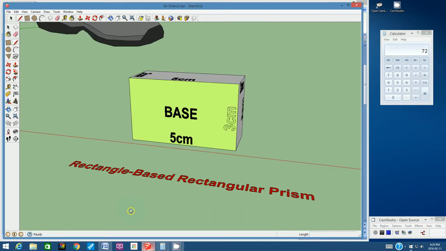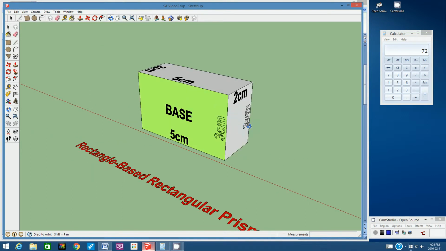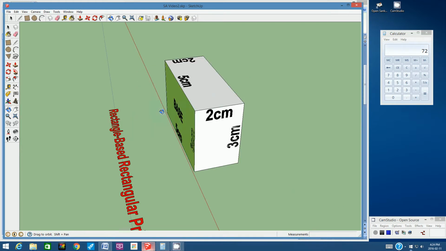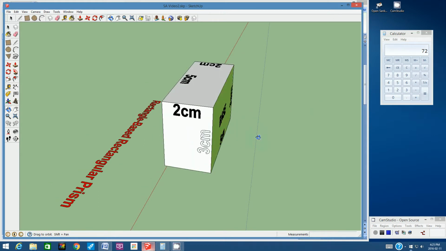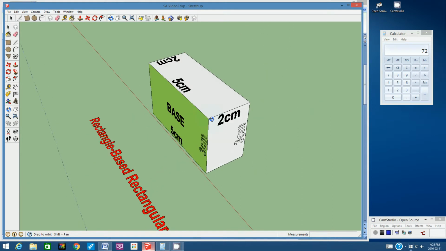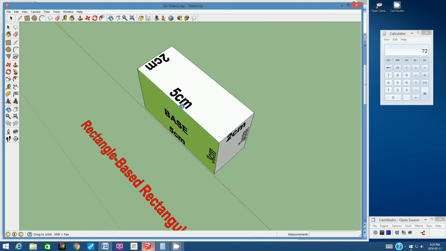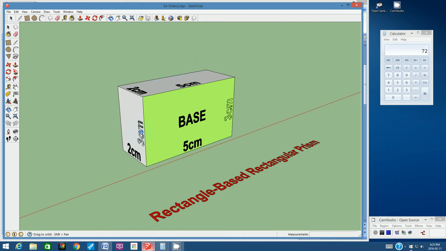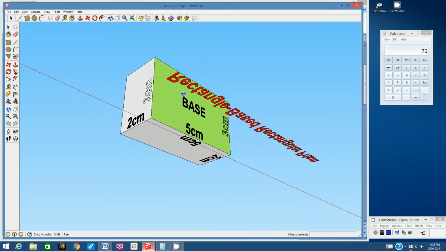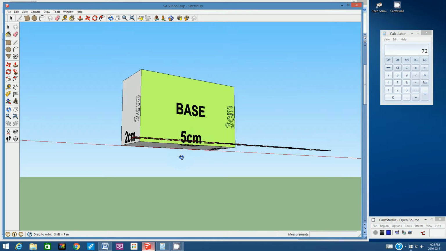Well, it would look something like this. We have a length of 5 and we have a width of 3, and then we have a depth of 2 centimeters here. Now remember, every time that we have a base, we have an opposite base on the other side. And then we connect those bases with rectangles. So let's have a look at these rectangles. We have a 3 by 2 rectangle, and then we have a 5 by 2 rectangle, and then we have another 3 by 2 rectangle, and then we have another 5 by 2 rectangle.